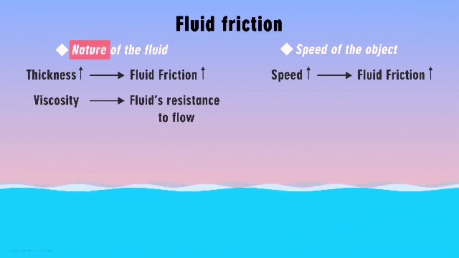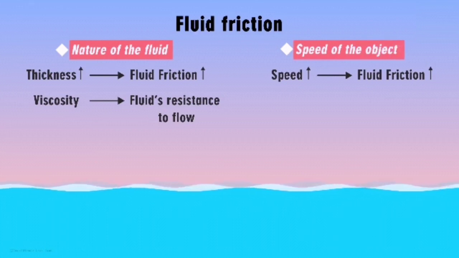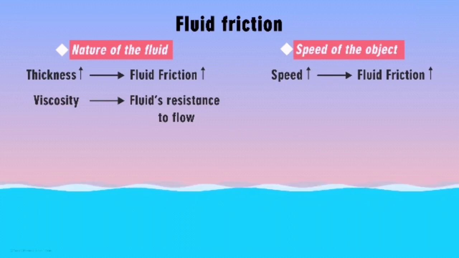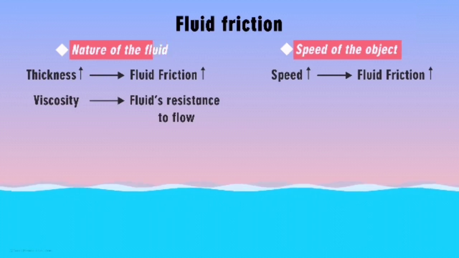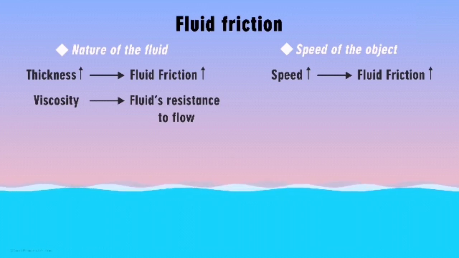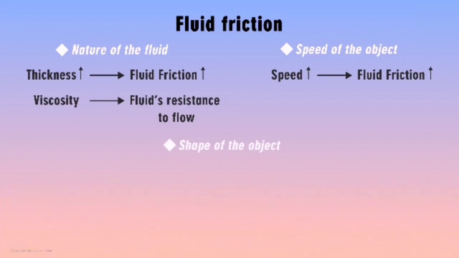Apart from the nature of the fluid and the speed with which the object is traveling, is there any other factor on which fluid friction depends? Yes, it also depends on the shape of the object. Have you ever thought about why aeroplanes are shaped like this? It could just have been a rectangular box flying in the air.